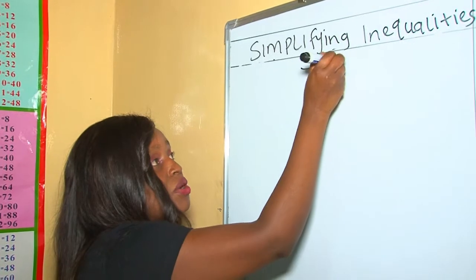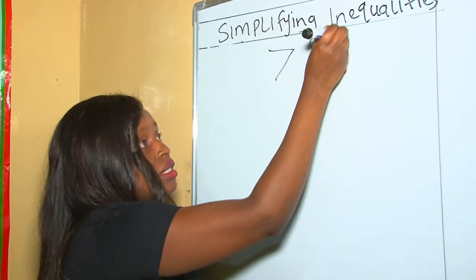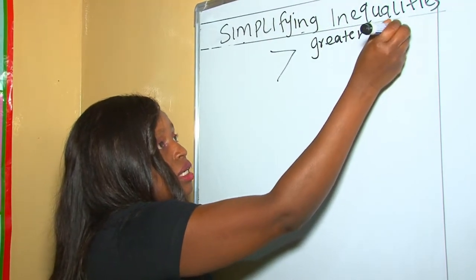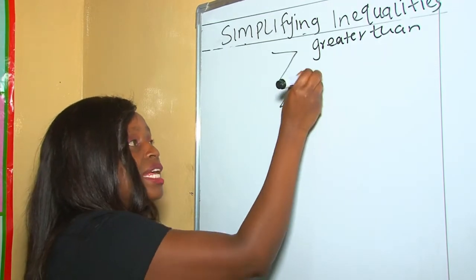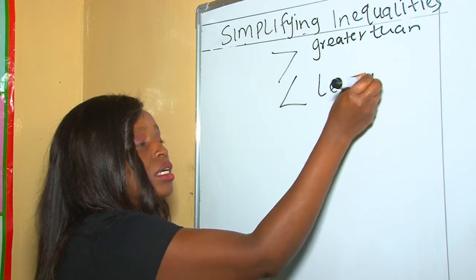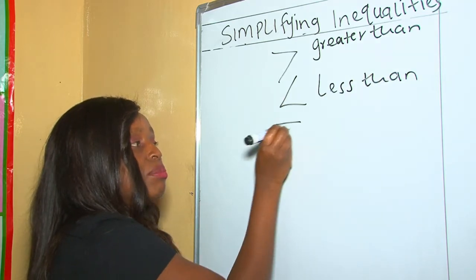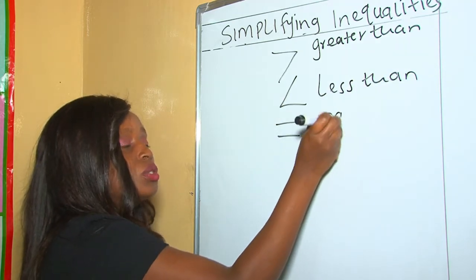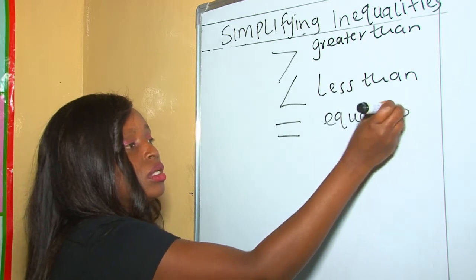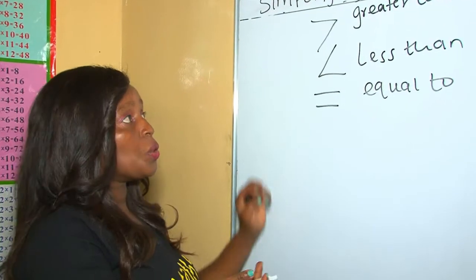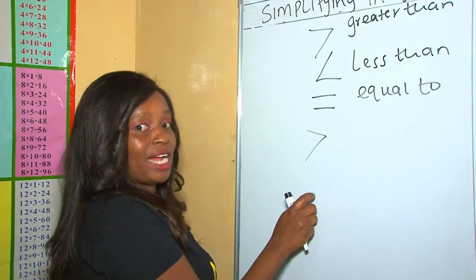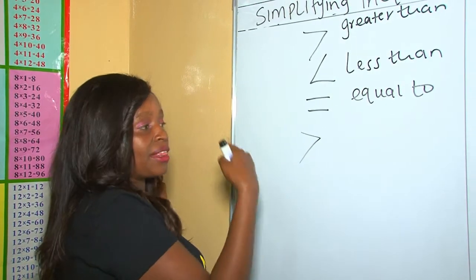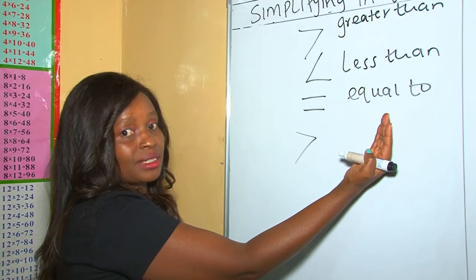And these inequalities are, this symbol stands for greater than, this symbol symbolizes or stands for less than, and this symbol stands for equal to. If you are comparing two quantities using a sign like this, it means whatever is on the left hand side is greater than whatever is on the right hand side.